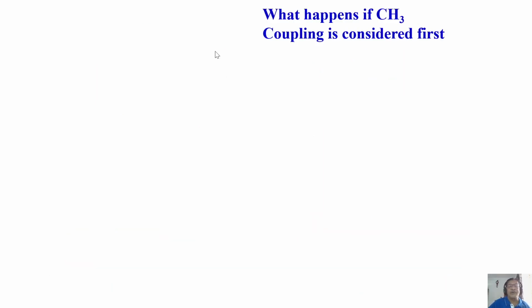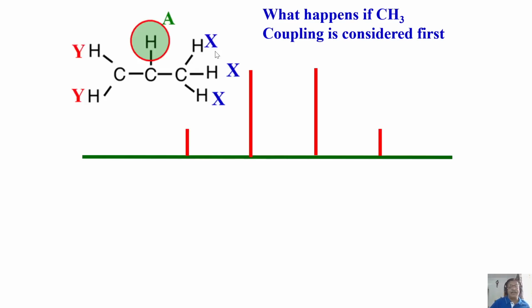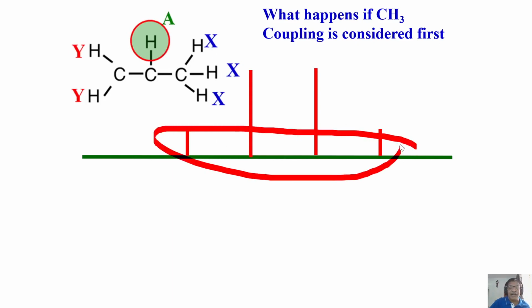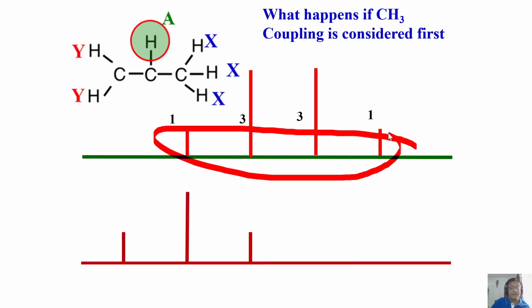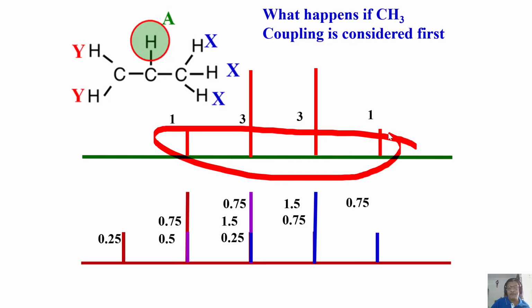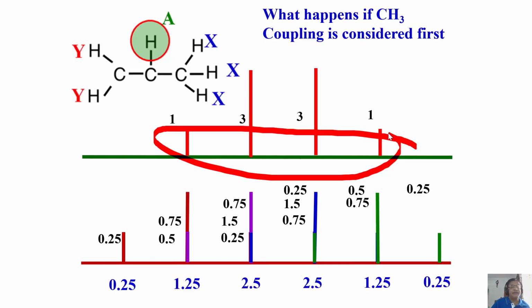You may ask me a question. Why did I take CH2 first? Why not, if I take CH3, what will happen? Will the coupling pattern be different? Let us see that. Now I'll take CH3 first. It is a quartet, this one. Now what will happen? Each line of this quartet will split into a triplet. Okay. Now add up the intensity. Same. There is no difference at all.